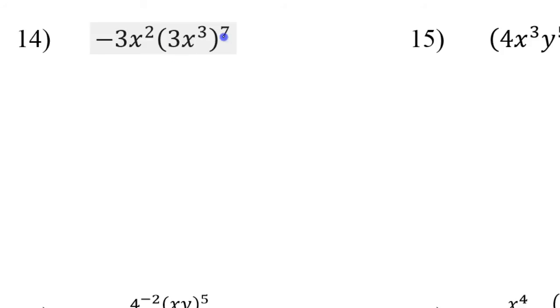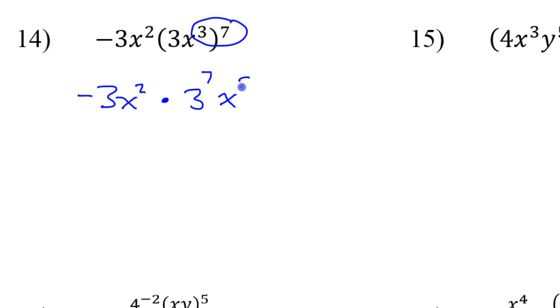Now the 3x to the third power has an exponent of its own. This first part doesn't. So we're going to leave the negative 3x squared out of this for the time being. So we have to do 3 to the 7th power, which we will just have to leave as 3 to the 7th power. And then when we do x to the third power to the 7th power, we multiply these. So that'll be 21. So this is what we have so far.